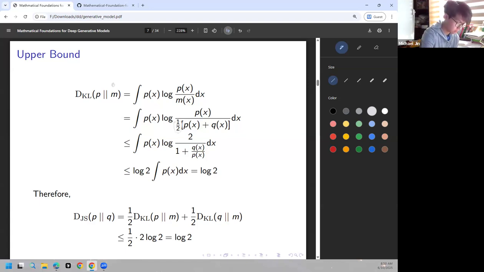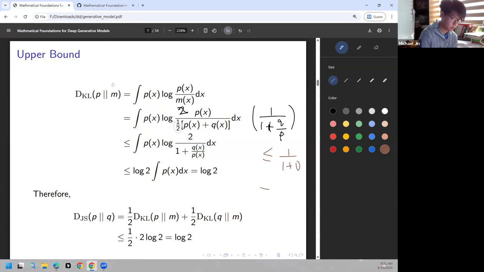So we can take the half out to here, right? And we can divide by P on the inner part of the log function, because we assume P is never zero. And this 1 over 1 plus Q over P is less than or equal to 1 over 1 plus 0, right? So this is just 1. This should be an equal sign. Okay, so the log function is less than or equal to log 2.